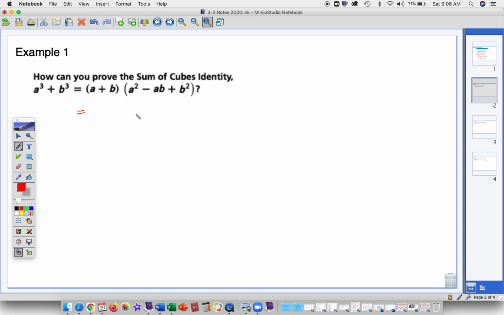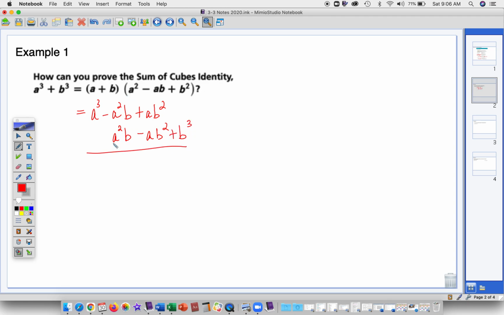So I'm going to distribute the a over all three terms. So I get a cubed minus a squared b plus ab squared. Distributing the b, I get a squared b. I'm going to line that up vertically. b times the middle term is minus ab squared, and b times b squared is b cubed.